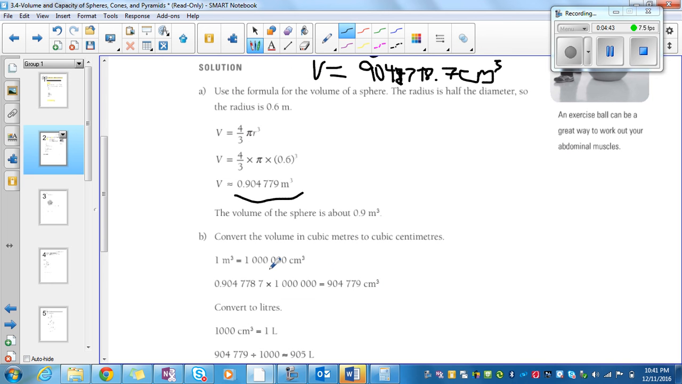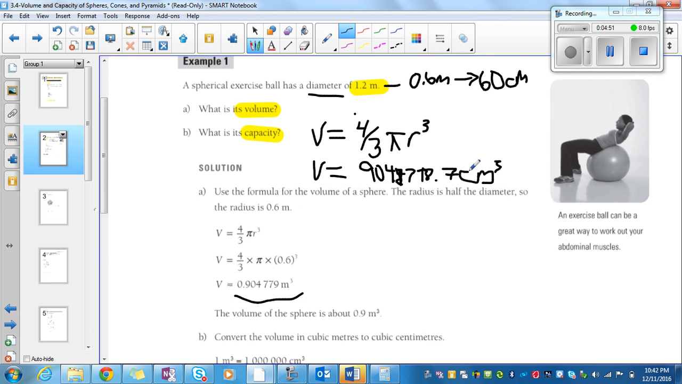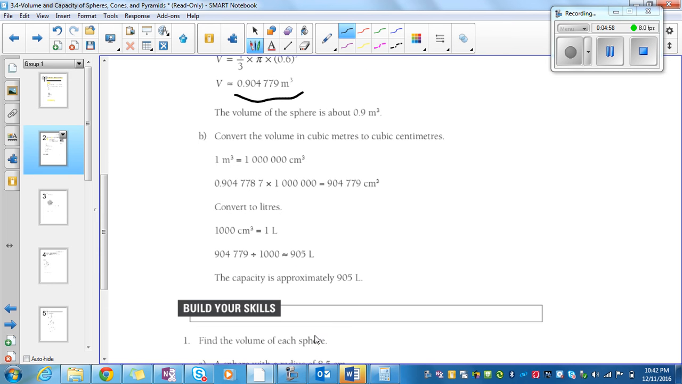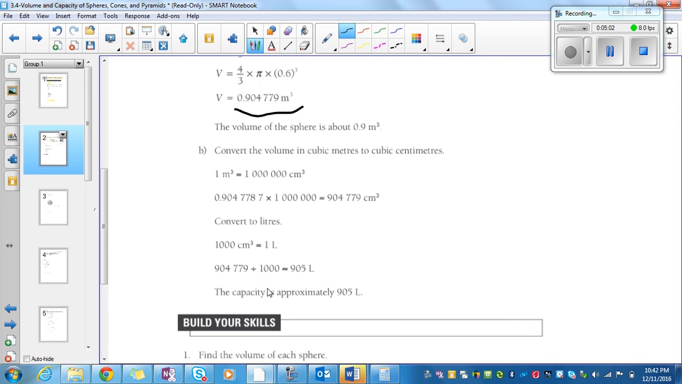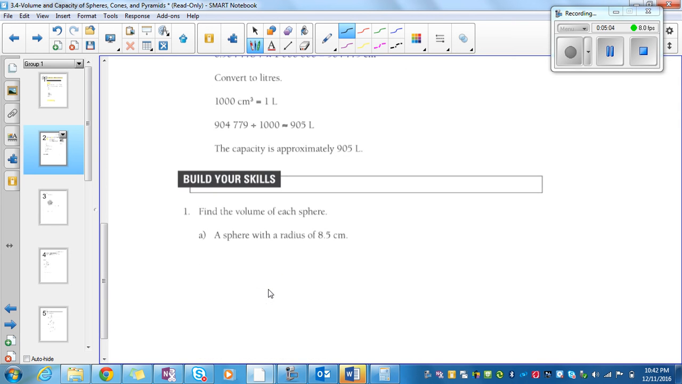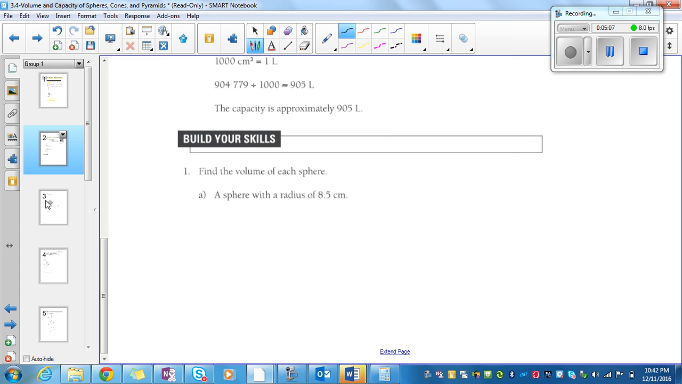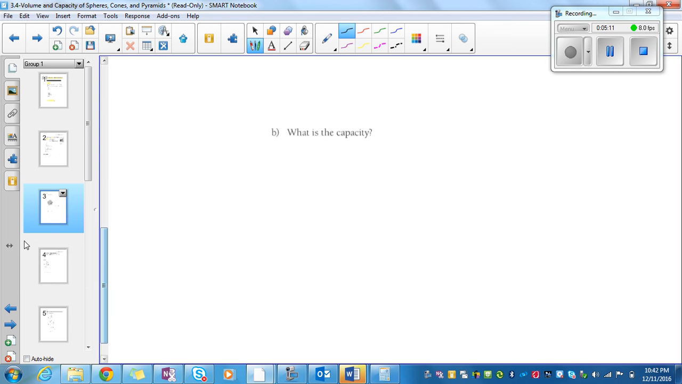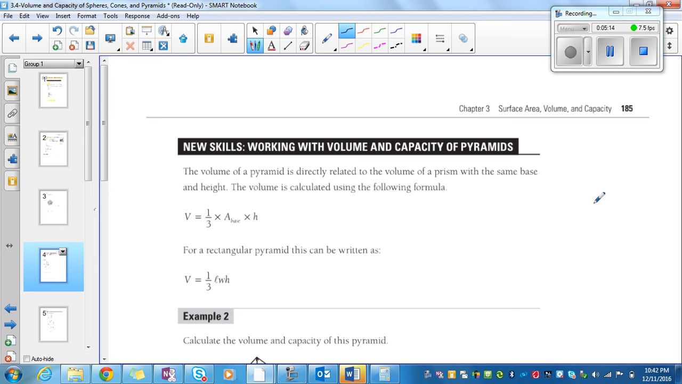So here, they times 1,000,000 to get it back to centimeters cubed. So they do the conversion step here, and then they divide by 1,000 to get the liters. Okay, they rounded to about 905 liters. Go ahead and try the volume of the sphere in these practice ones, and then we'll come back and do some volumes and capacities of pyramids.